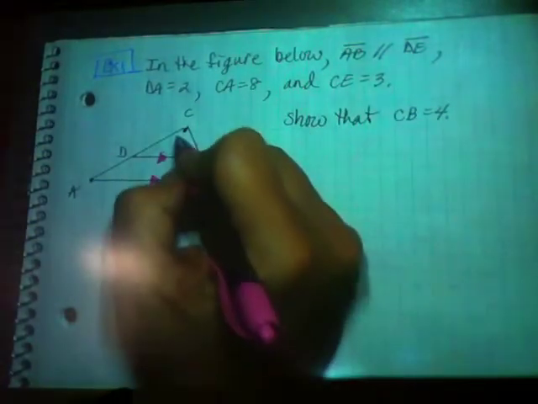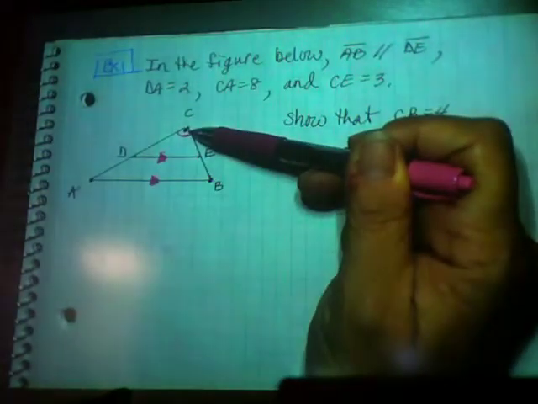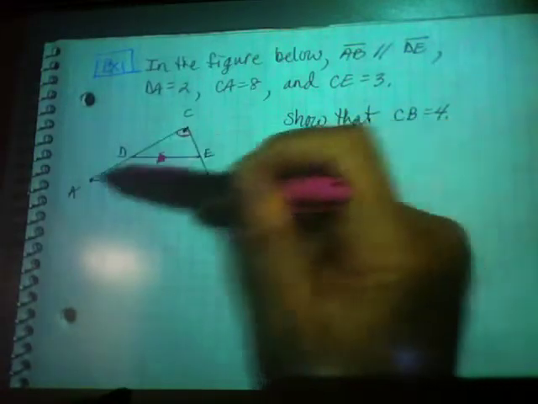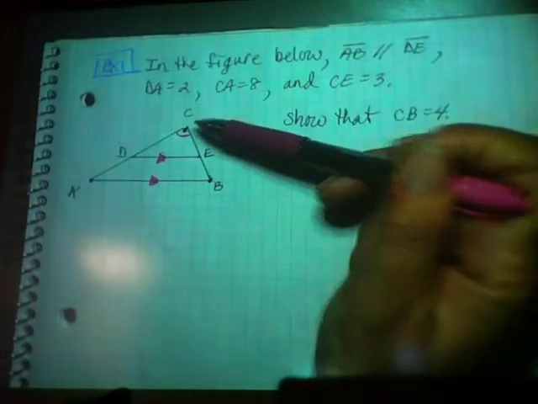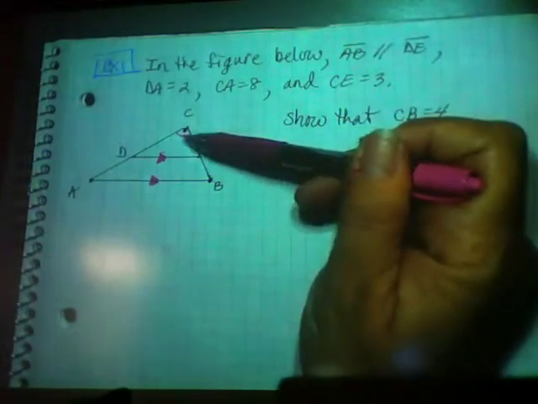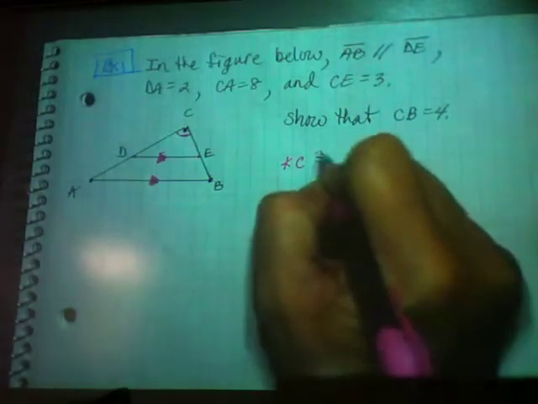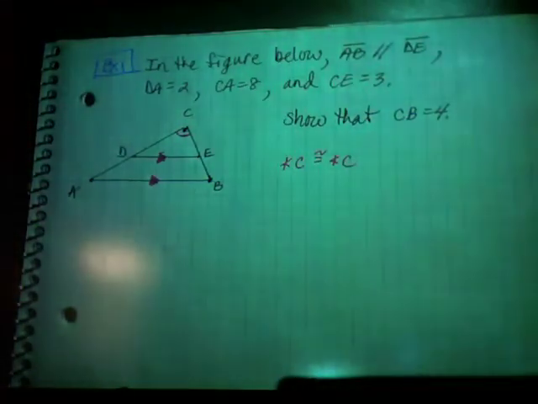First of all, if I make this a single arc mark, isn't angle C exactly the same angle on triangle CDE as it is on triangle CAB, since they overlap? I don't know what the angle measure is, but C is the same angle measure on both of them. So I know that angle C is congruent to angle C because they have it in common. So that's one angle measure right there.